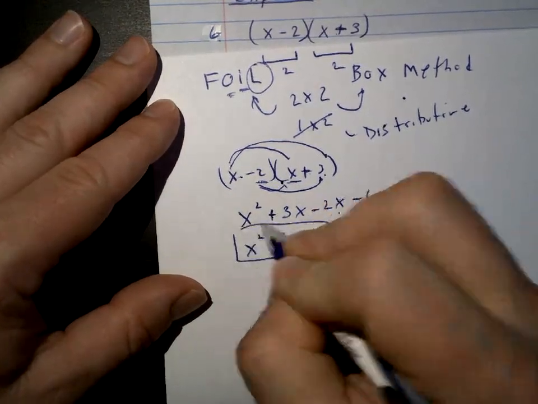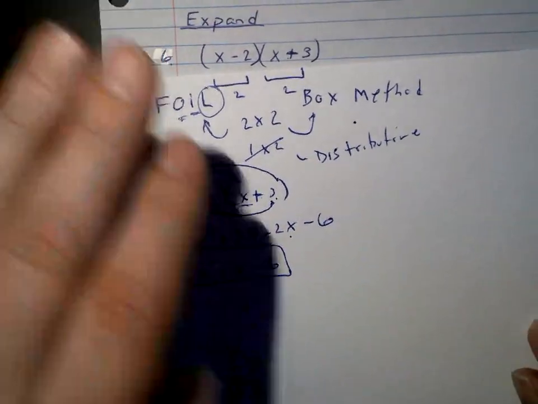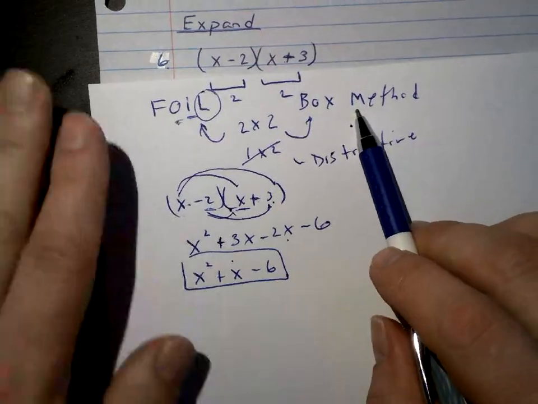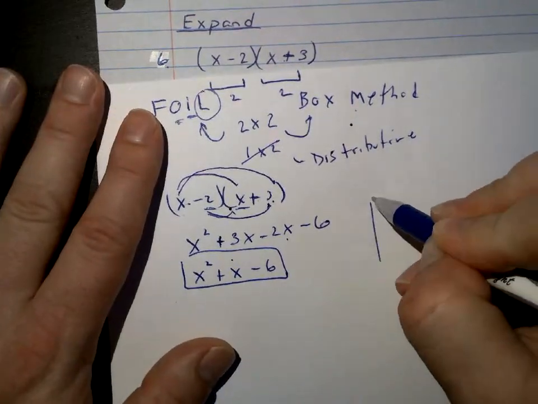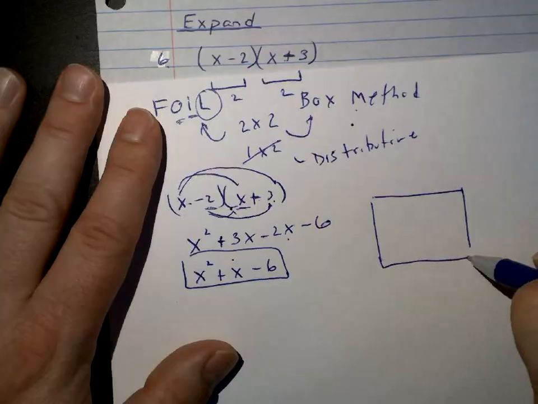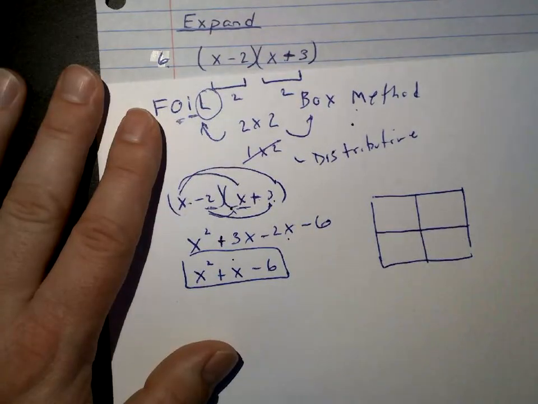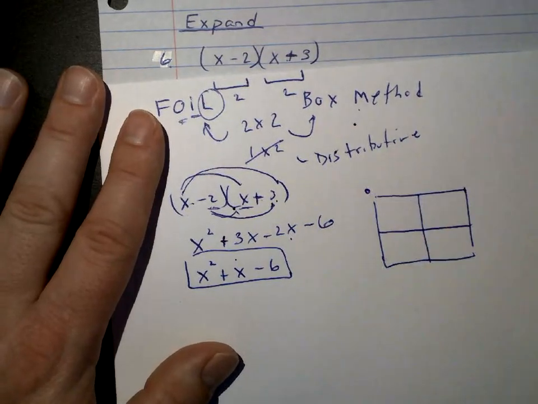-6. That's it. That's all you got to do. Now, what if I like the box method? It takes a little bit longer, but it's actually nice. So you get this, you get this. And what you do, here's a little multiplication.